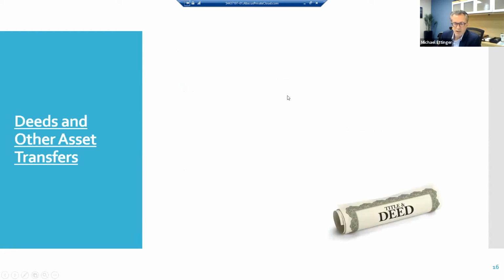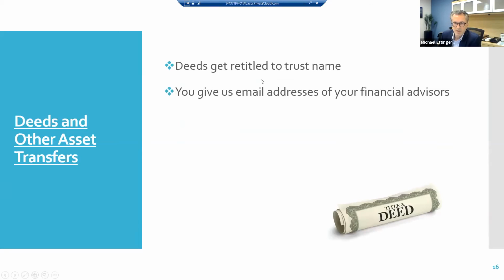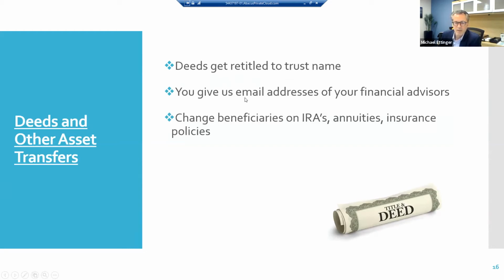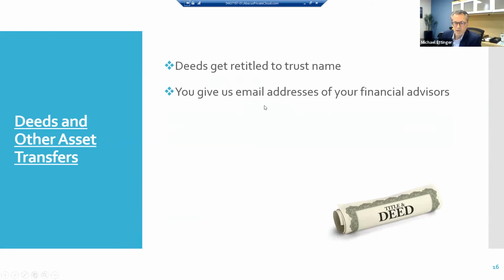What about deeds and other asset transfers? We deed your properties to the trust. For a new deed, we get a recorded copy to return to you. You give us email addresses for your financial advisors. We will send them a copy of the trust by email, PDF, and we'll ask them to retitle your account to the name of the trust, and we'll copy you on that email and ask you to confirm the instructions to them, and that's how we do it conveniently.